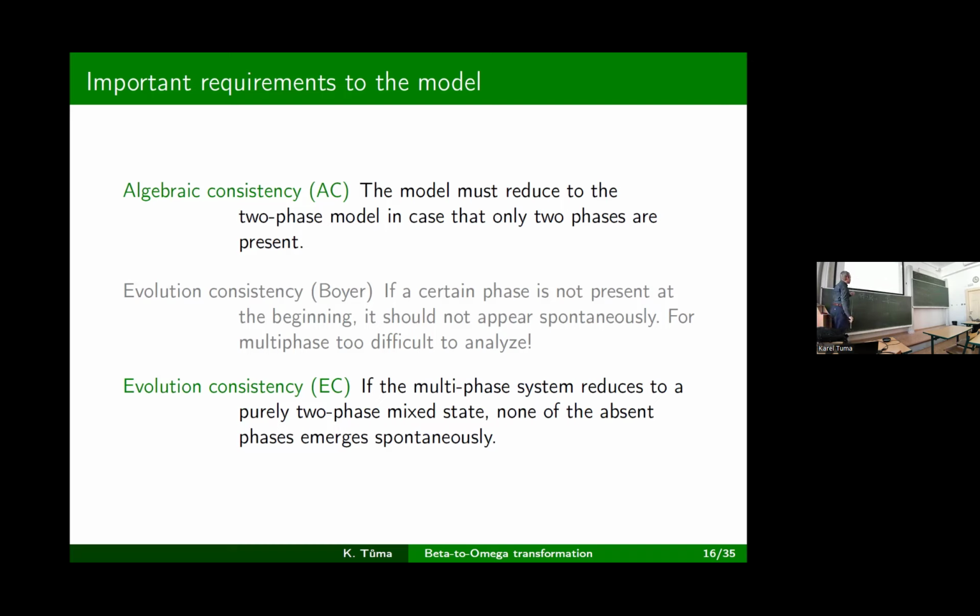So that is why we relaxed this consistency, and we said that if the multi-phase model reduces to a 2-phase model, none of the absent phases emerge spontaneously. So we have just 2 phases, and all other phases are absent. They cannot appear just by themselves. Also, this is a relaxation of this, and of course, in case of 3 phases, it's exactly equal.